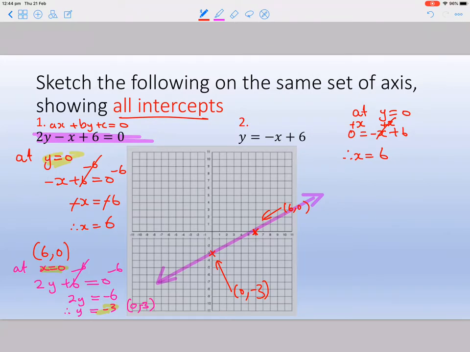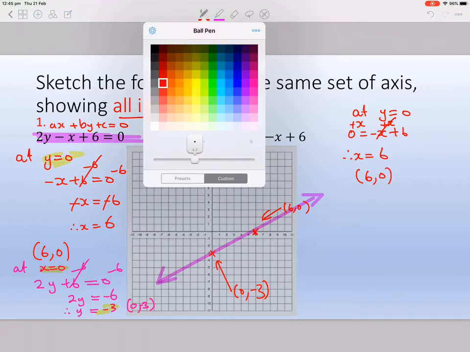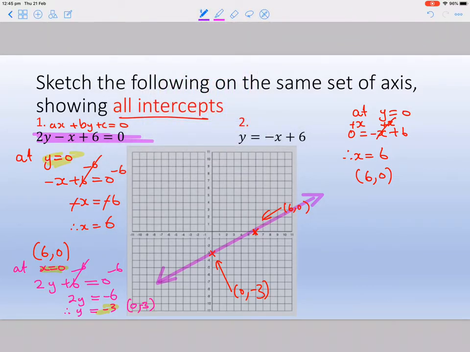So that means we have the point where the x value is 6 and the y value is 0. I'm going to do this in a different color. Let's go purple. So 6 and 0, so we go here. It's the same point as before. So hopefully you can see that there.